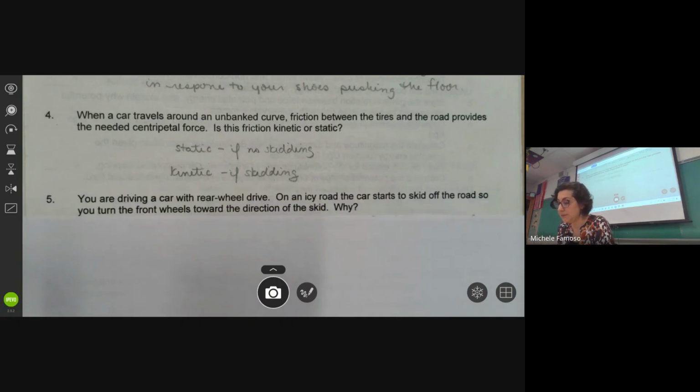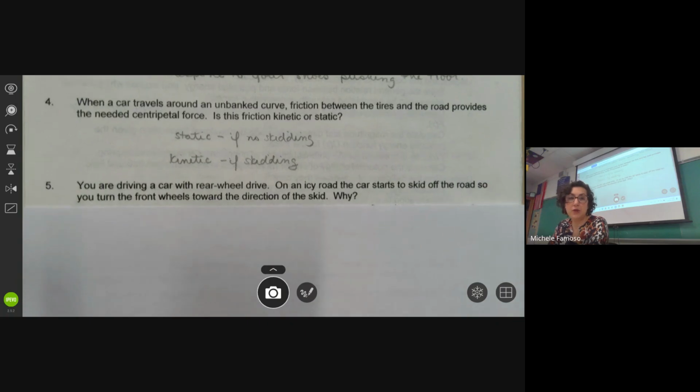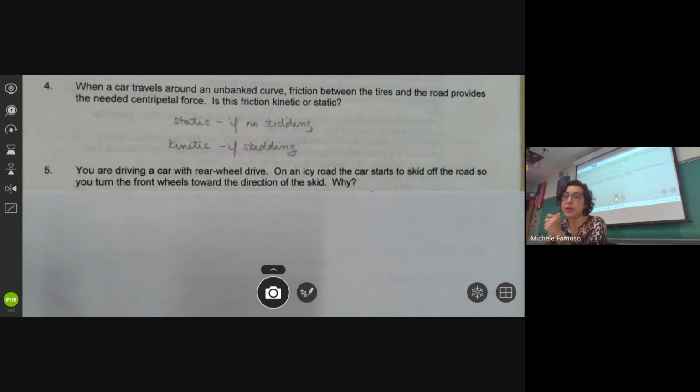That would be kinetic. All right, number 5, you're driving a car that has rear wheel drive. You know what that means? It means the rear wheels are what's helping you pick your direction. So when you turn the wheel, it navigates the front wheels, but it's the rear wheels which are pushing you forward, not the front.